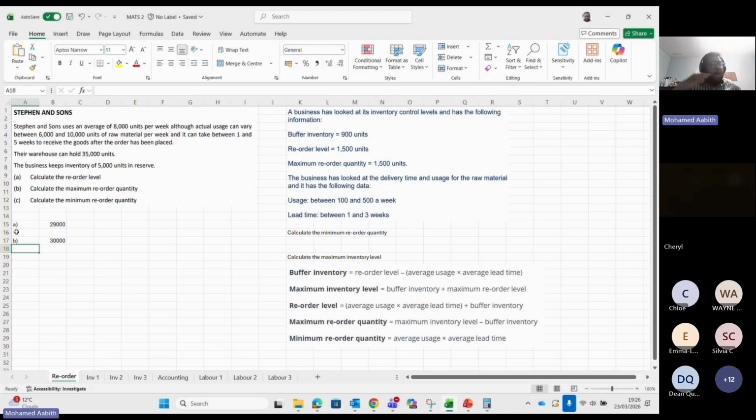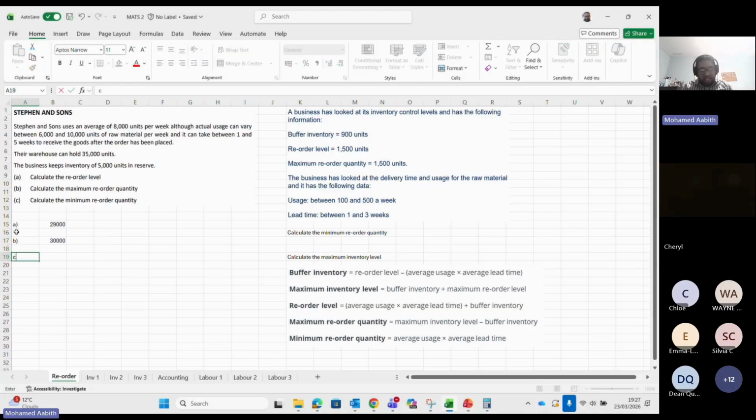Because for me, I can order 30,000 at one time. I cannot order more than that, because what if that inventory comes in before we reach the buffer level? We will have too much inventory there, so there's a possibility that it could be wasted. So we cannot order in any level more than 30,000 units.